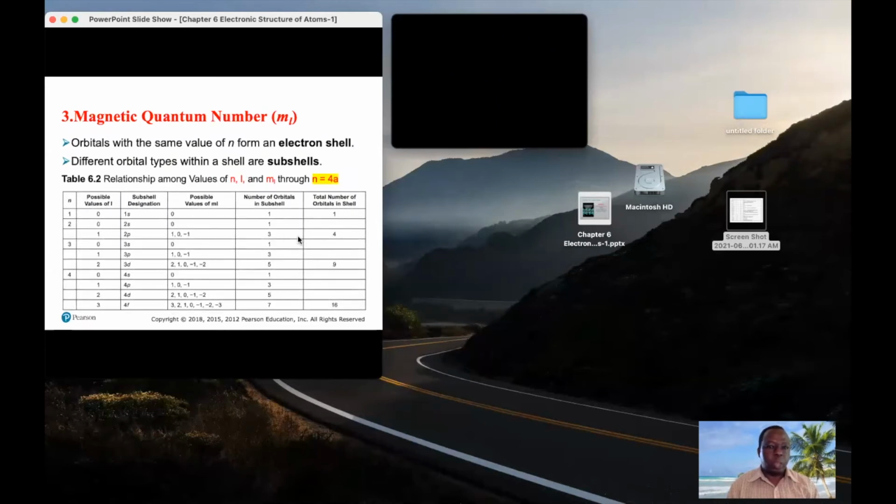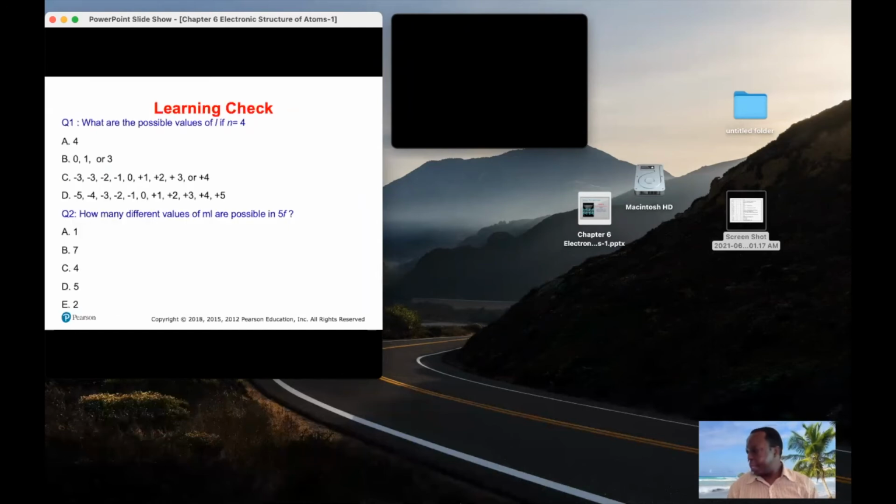Table 6.2 summarizes all four quantum numbers with the possible values for m's of L, the number of sub-levels, and the number of orbitals. For N, we have 1s, 2s, and 2p. This is used for what? For writing the electron configuration. Later on, we'll see how we use this to write electron configuration.